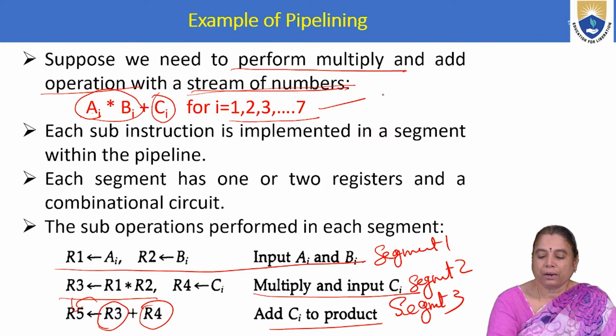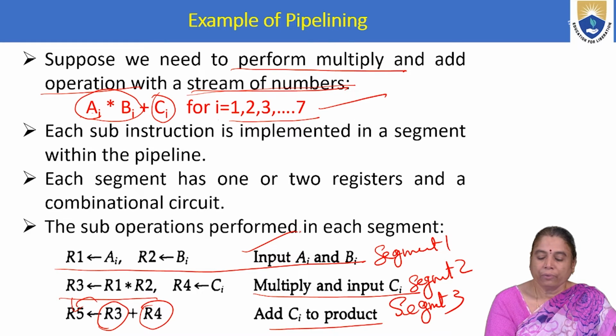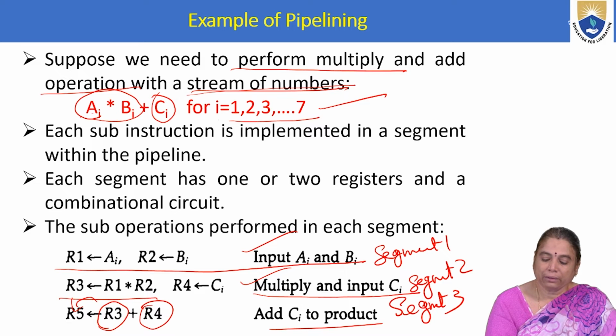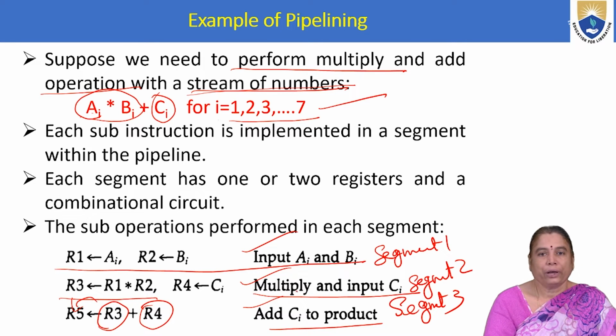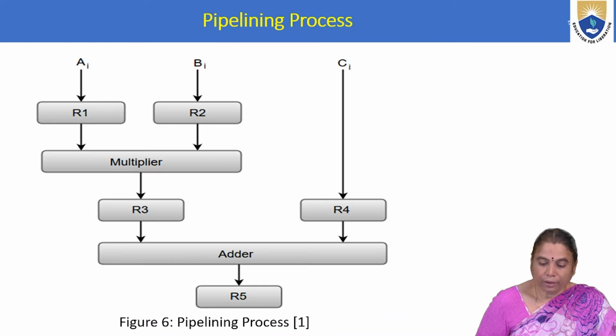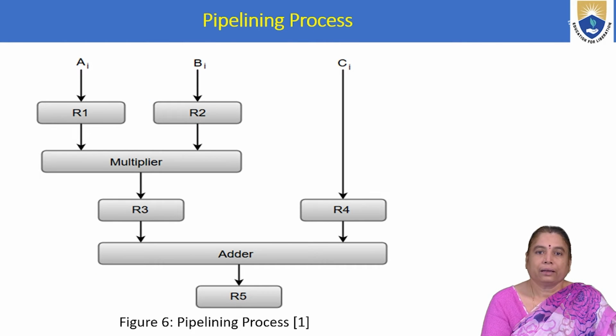So this computational task can be divided into 3 parts, 3 segments. In the first segment, input operation can be carried out, and in the second segment, multiplying and inputting the third value C can be carried out. In segment 3, addition to the product is carried out. So each segment can consist of 1 or 2 registers and a combinational circuit for processing. So how they can be in the pipelining, each segment can be represented with a flow diagram.